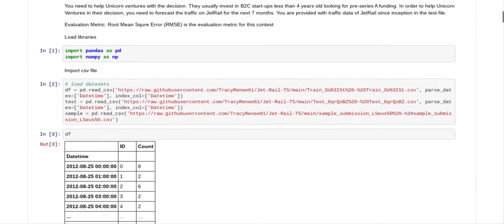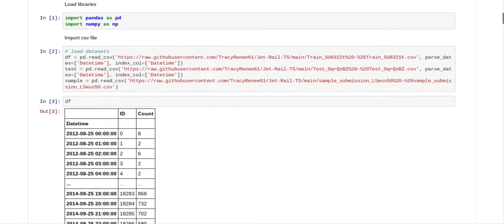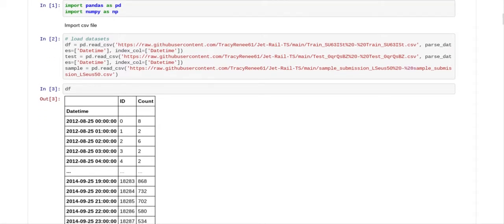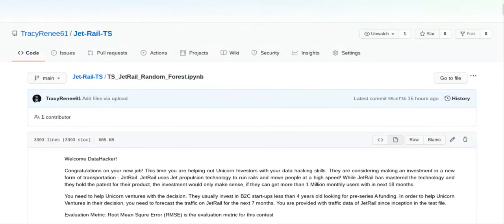The first thing we did was load our pandas and NumPy libraries, which are pretty much standard that you need to load whenever you are working on a Python program. And then we loaded our datasets. You had 3 datasets: the test, train, and sample.